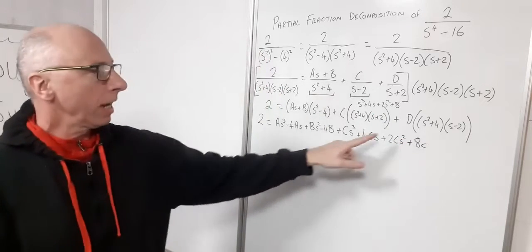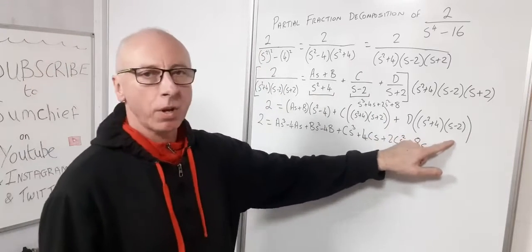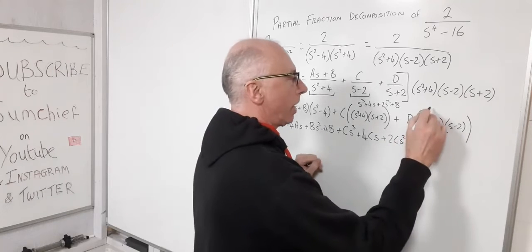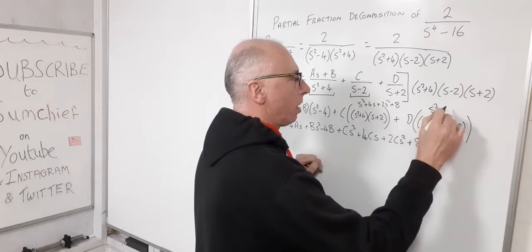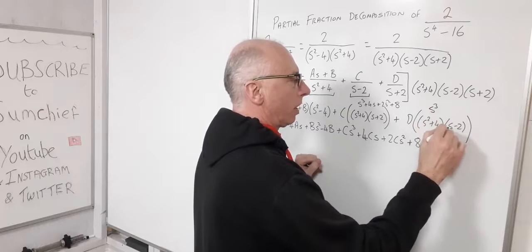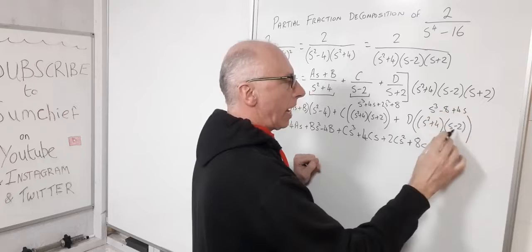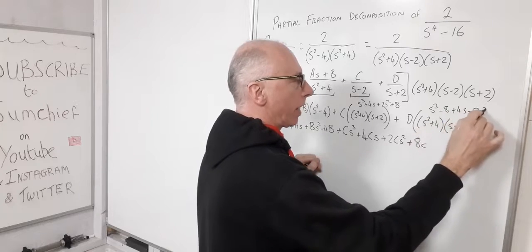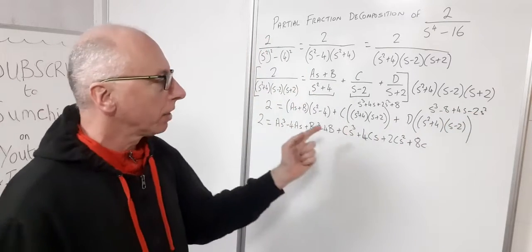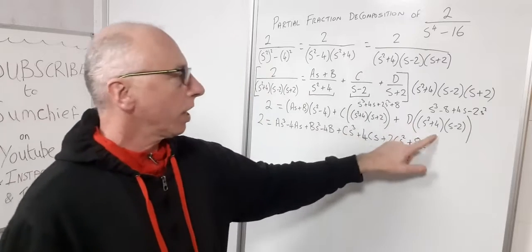Okay, now same again with this one. Let's FOIL this one out before I distribute the d, and now I'm going to be left with s cubed minus 8 plus 4s and minus 2s squared. So I did that one in a slightly different pattern, but it doesn't matter. We got the same result anyway.